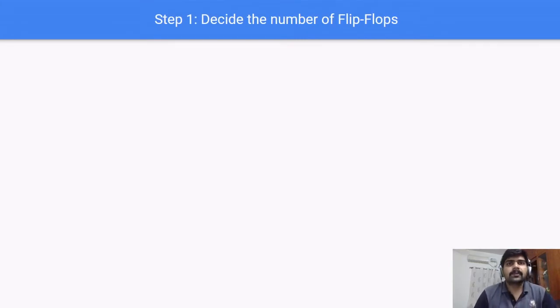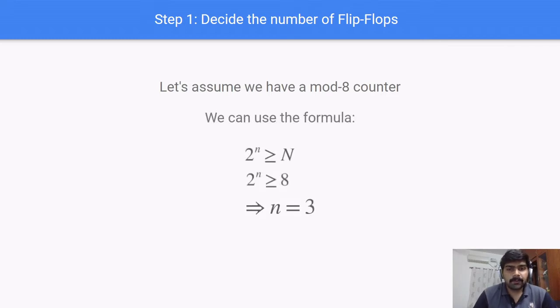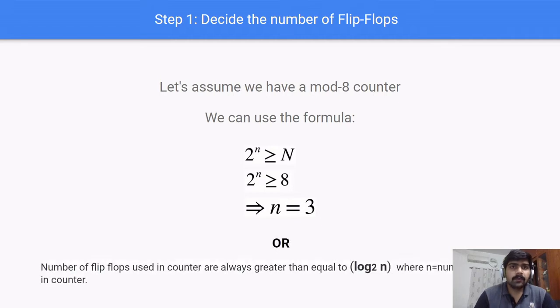Now moving to the core part of the lesson. The first step is to decide the number of flip-flops that we require. Let us assume we have a mod 8 counter. So we can use the formula 2 to the power n is greater than or equal to N, where 2 to the power small n is greater than or equal to 8. Therefore, n is equal to 3. Or, in the presence of a scientific calculator, we can use log N base 2, where N is the number of states in a counter.